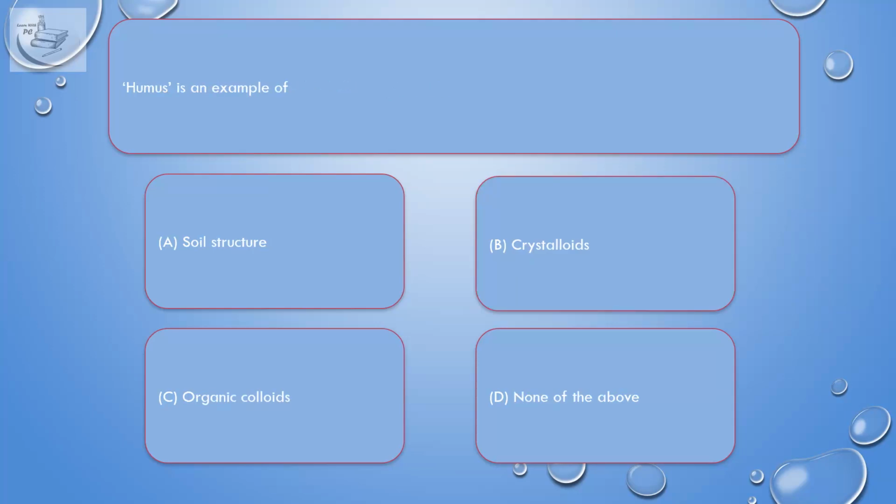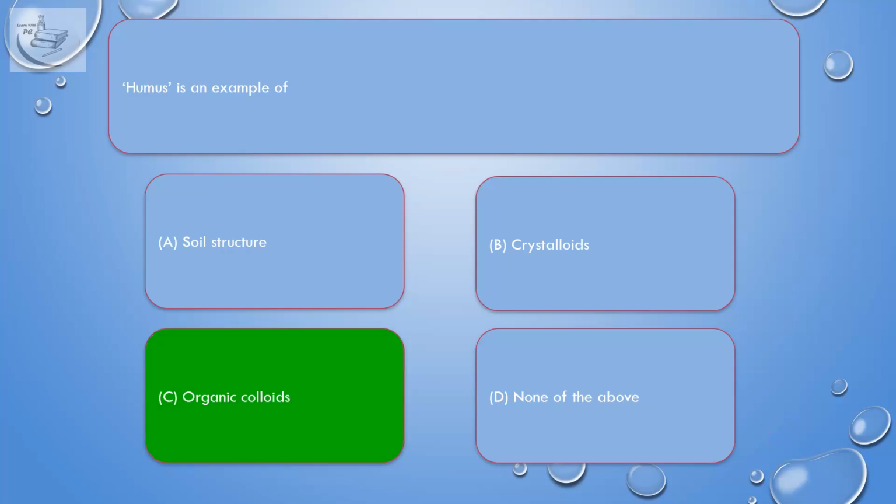Question: humus is an example of A. Soil structure. B. Crystalloids. C. Organic colloids. D. None of the above. Correct answer is C. Organic colloids.